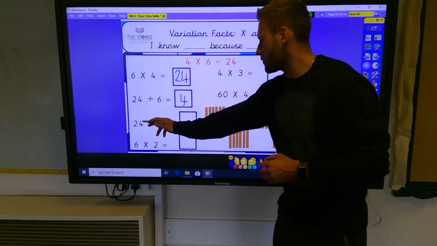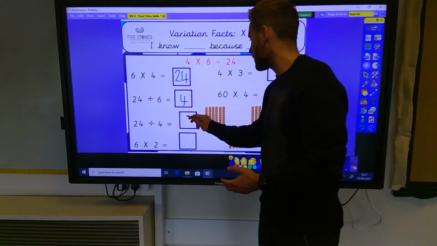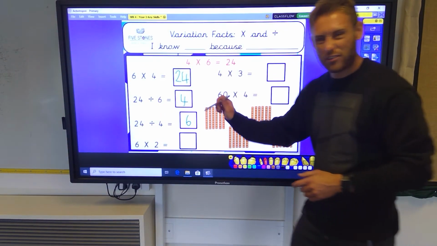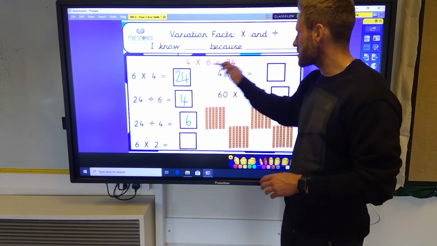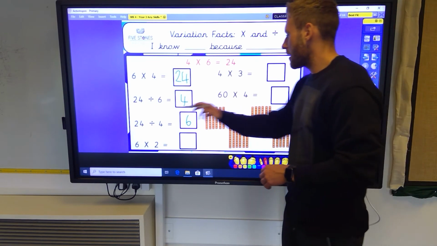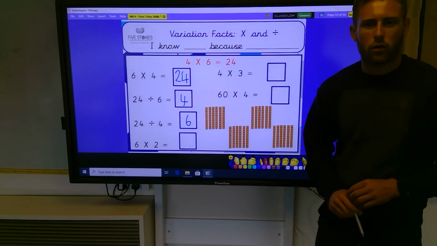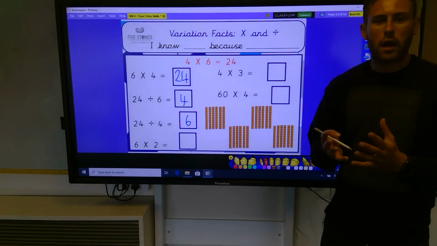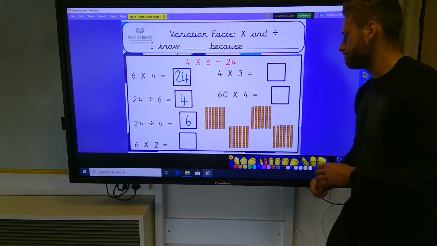We also know that 24 shared by 4 is going to give us 6. So you remember that word inverse? That's where it's coming in. We know that the inverse of 4 times 6 is 24 shared by 4. Great. Remember when we divide from large amounts into smaller parts.